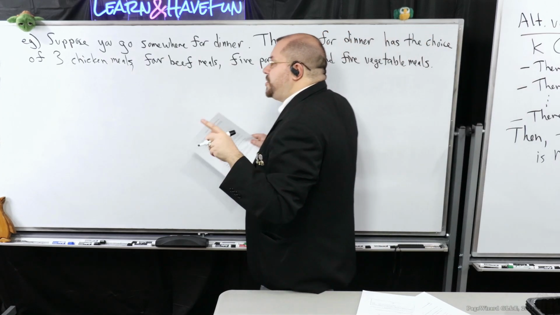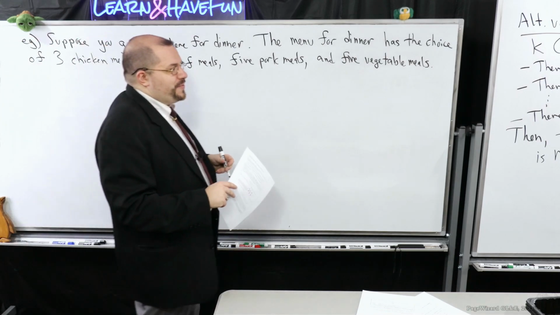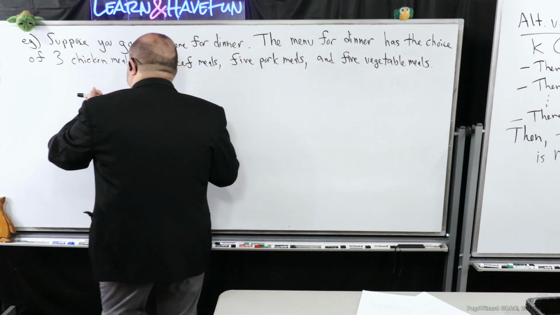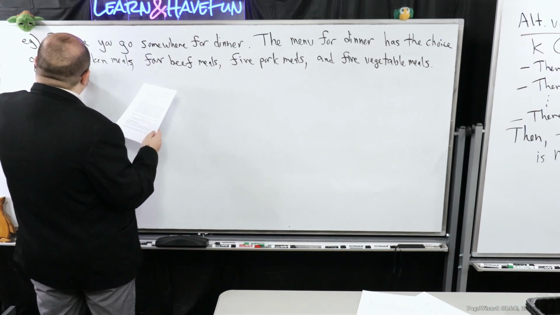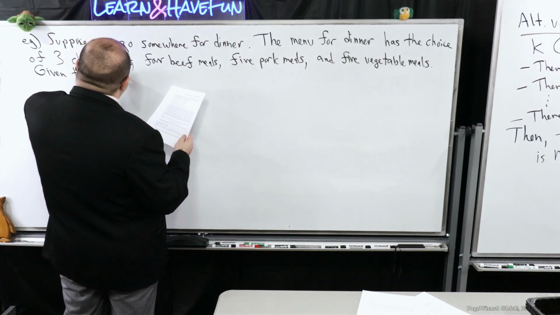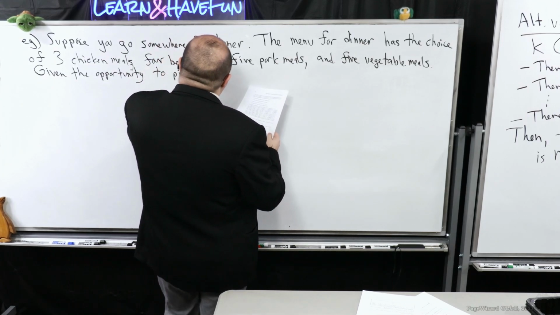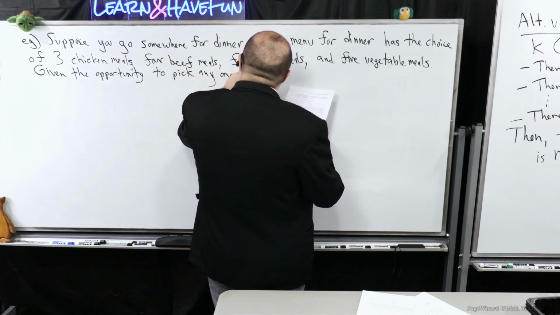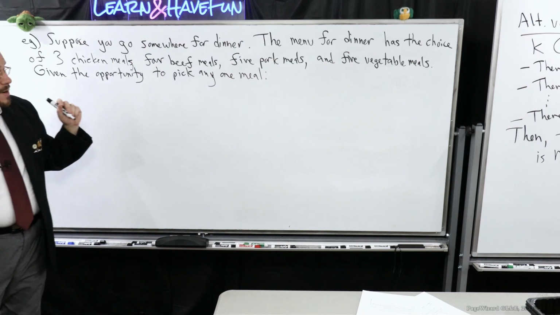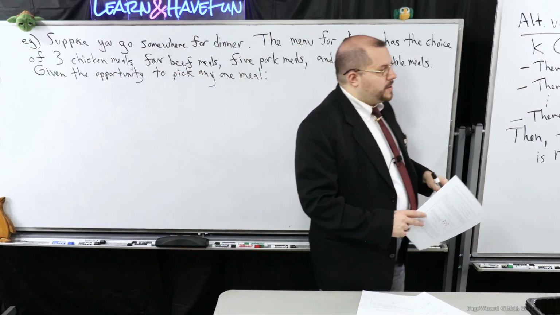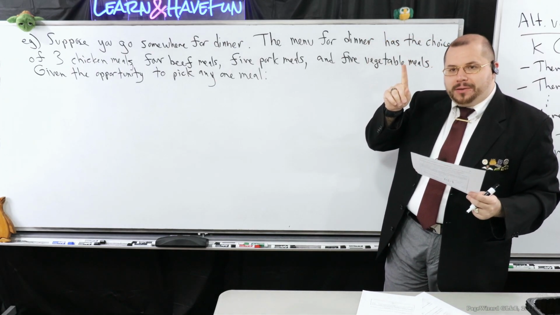So you're given an opportunity to pick one of these for your dinner, right? So you get to pick your big dish for your dinner. And you have choices from these. So given the opportunity to pick any one meal, what does that mean then? Well, let's characterize this in terms of the addition principle. Let's think about this. So you get to pick any one meal.